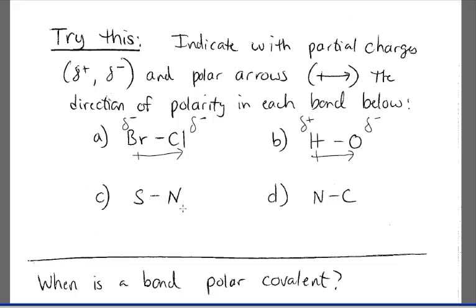Okay, nitrogen and sulfur. A nitrogen-sulfur bond, the one that pulls harder is the nitrogen. And draw the two depictions. And nitrogen with carbon. Nitrogen, again, is one of the top ones. It pulls harder, so that's the negative. There's the positive. And the arrow would go the opposite way.